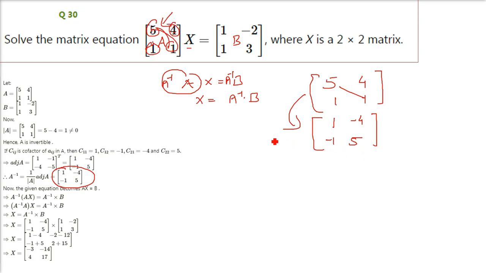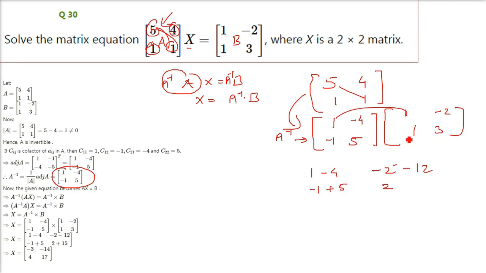So now you have this A inverse with you. Now you have to multiply this with B. This B will be 1, minus 2, 1 and 3. Okay, so let us multiply row with column. So 1 into 1 plus minus 4 into 1, so 1 minus 4. 1 into minus 2 and minus 4 into 3, minus 12. Minus 1 into 1, minus 1. 5 into 1 is 5, plus 5. Minus 1 into minus 2 is 2, and 5 3s are 15.